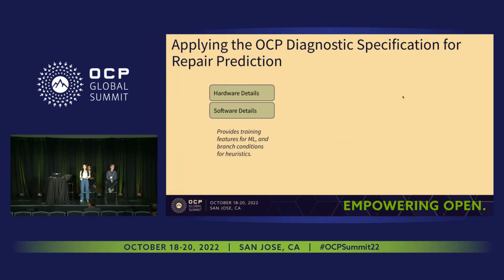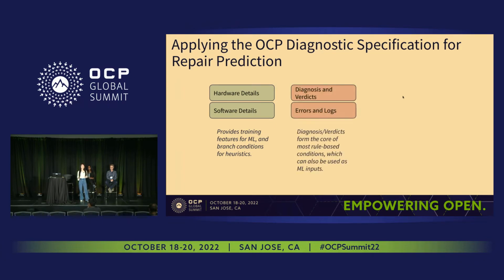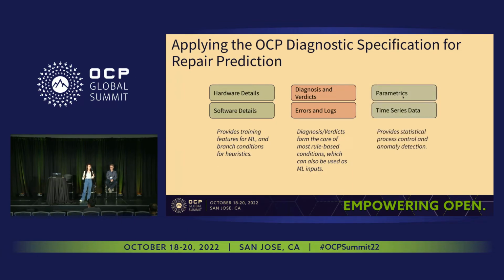The hardware and software details offer training features for machine learning models and branch conditions for heuristics. The diagnosis, verdicts, and errors are the core for most rule-based conditions, which can also be used as machine learning inputs. The parametrics and time series measurements can be used for anomaly detection and statistical process control.